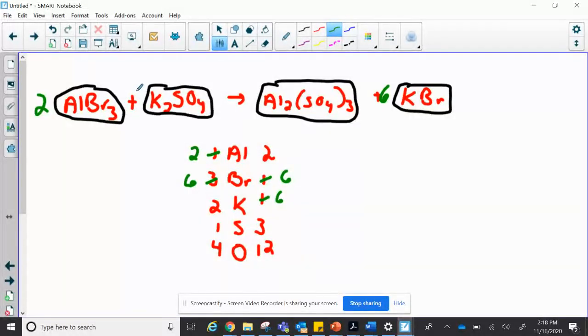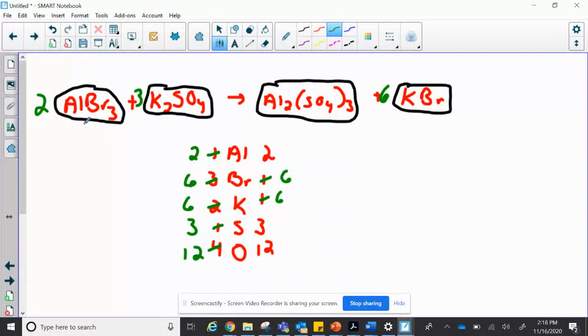So I'm going to come over here, and I'm going to put a 3. 3 times 2 gives me 6 Ks. 3 times S gives me 3 S's. 3 times 4 gives me 12 O's. See how nicely those last two worked out? So I've got 2 and 2, 6 and 6, 6 and 6, 3 and 3, 12 and 12.